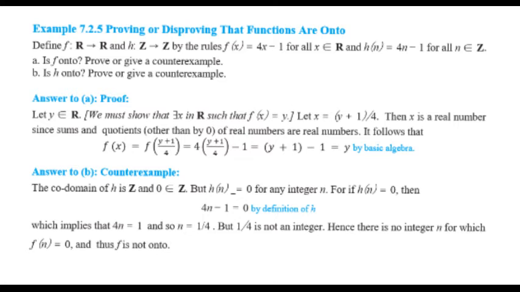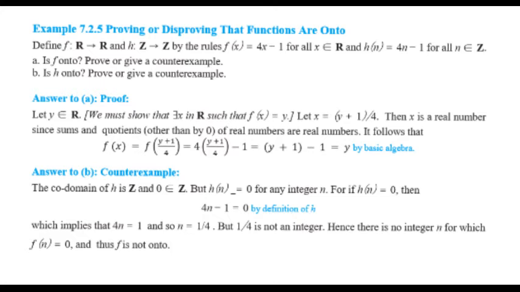Because both the domain and codomain are Z. That's what we showed here, that's what we defined here. So we know that 0 belongs to the set of integers, right? 0 is an integer. So that's why 0 is a member of the codomain. However, you cannot find any integer such that h of n is 0.